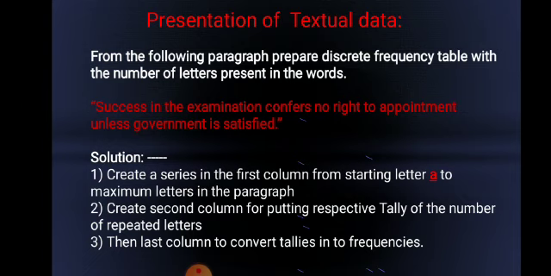So in "appointment", again we have A repeated. In "examination" A is repeated 2 times, in "appointment" 1 time, so the tally is 3. In "unless" there is no A, remember the count in your mind. In "government" also there is no A. In "is" also A is not repeated. In "satisfied", A is repeated. So in total, how many times is A repeated? 4 times A is repeated. Got how to prepare the tally from this paragraph?